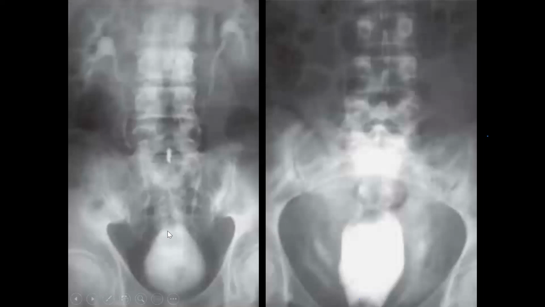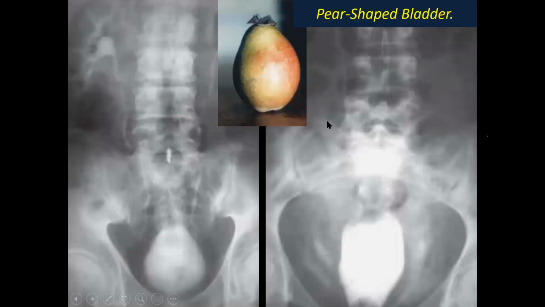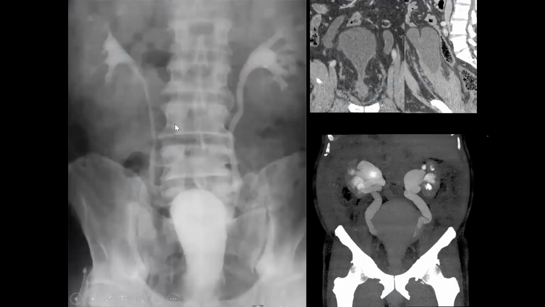Then here we can see the abnormal shape of the bladder, the pear-shaped urinary bladder, because of either lipomatosis or because of the trauma and hemoperitoneum. Here again we can see the pear-shaped urinary bladder because of the pelvic fibrolipomatosis. The shape of the bladder is completely deformed and it leads to back pressure changes. Bilateral renal hydronephrosis is seen.